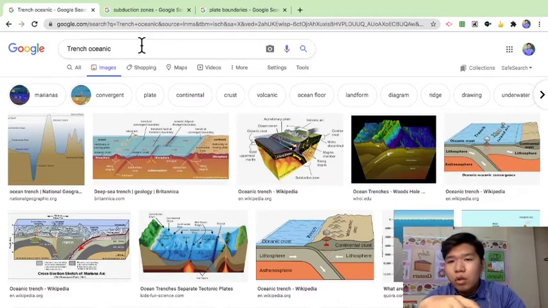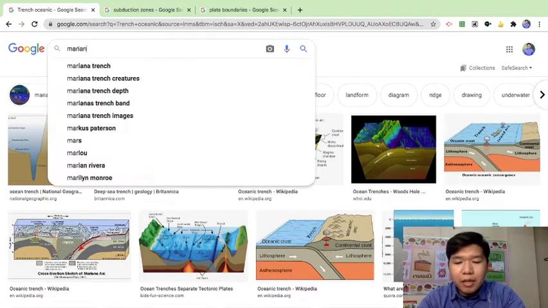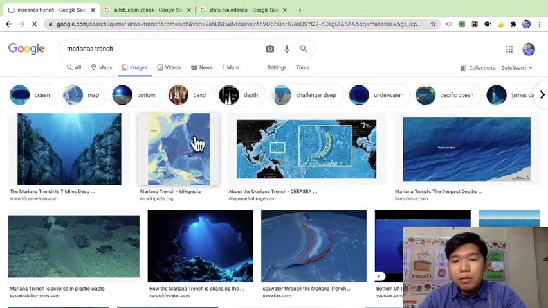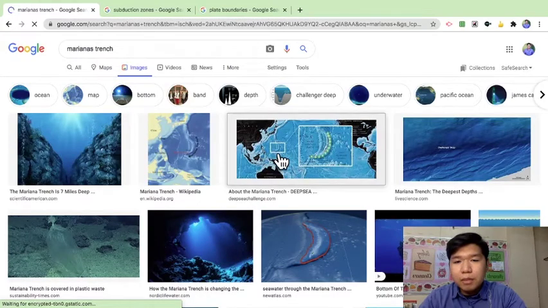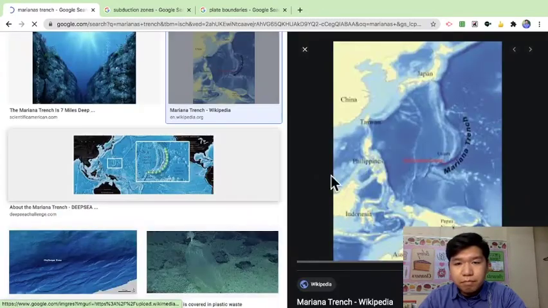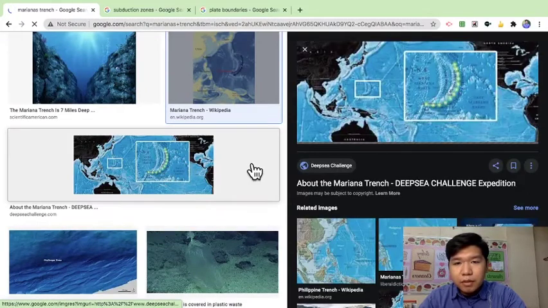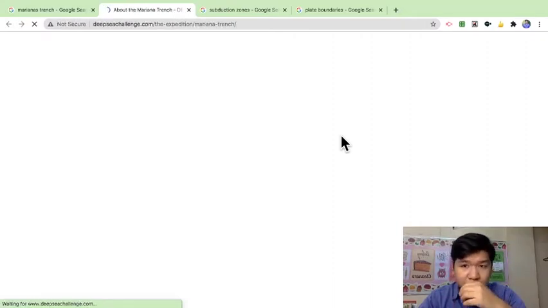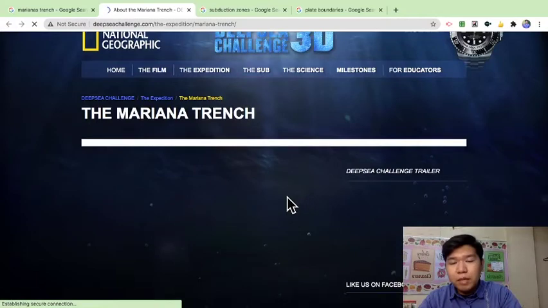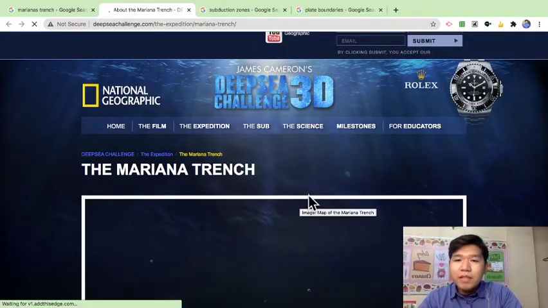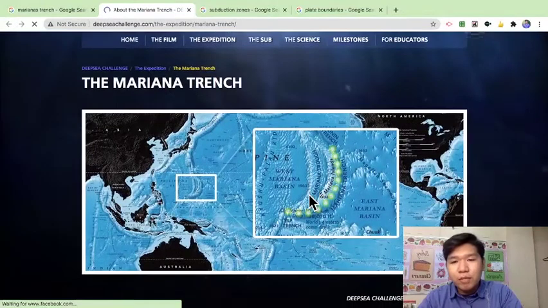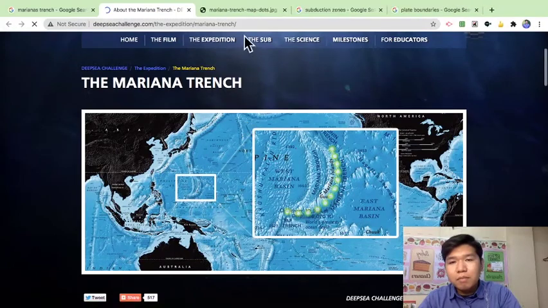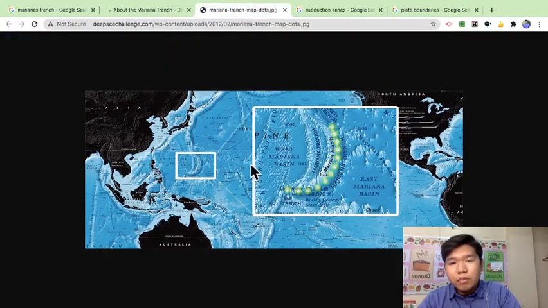So let's just also look at that right now. The Marianas Trench. So you can see here. Okay. Let's look at this picture over here. There. Over in Google. So credits to all of the sources of my pictures from Google, all of the websites. Thank you so much. Deep Sea Challenge 3D by National Geographic Channel. Okay, let's just open this image in a new tab. There. You'll be able to see.